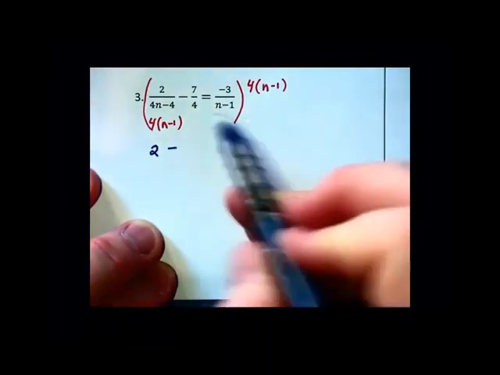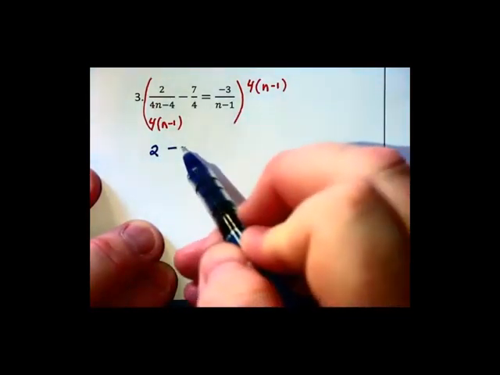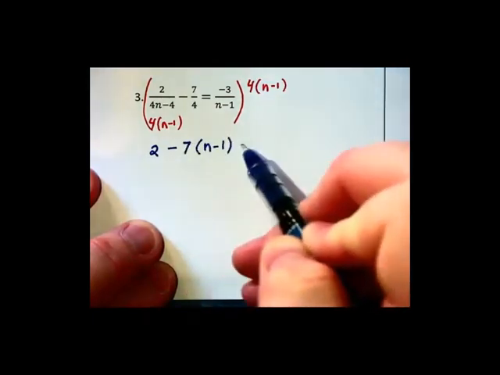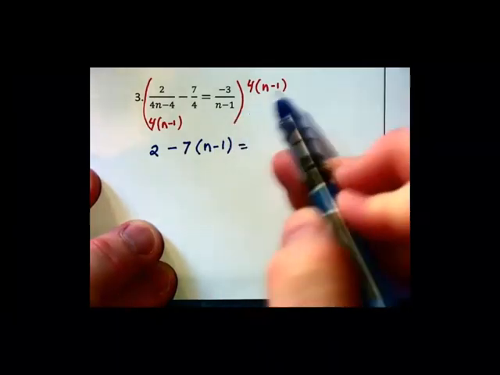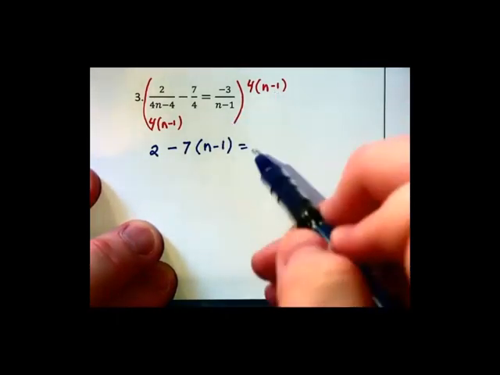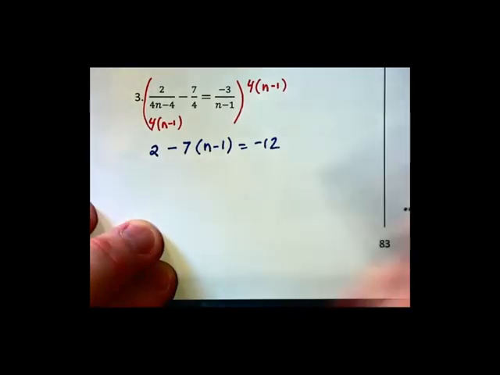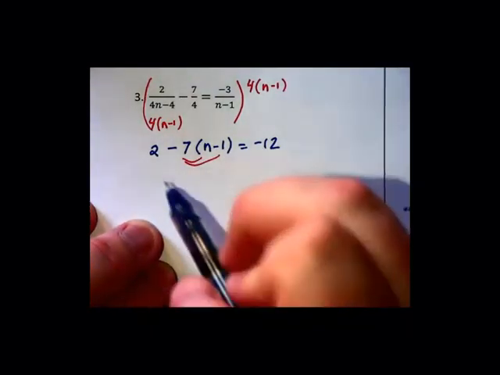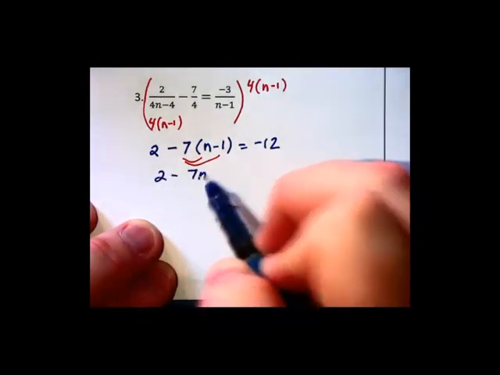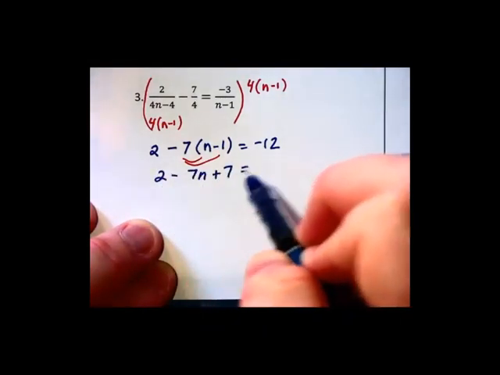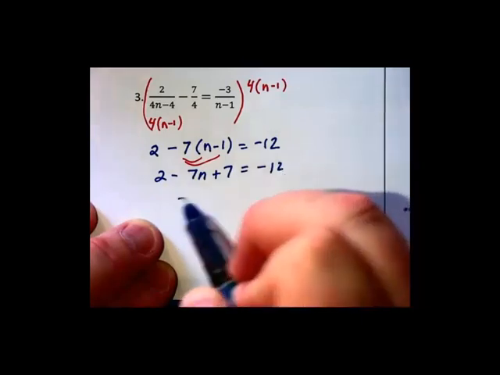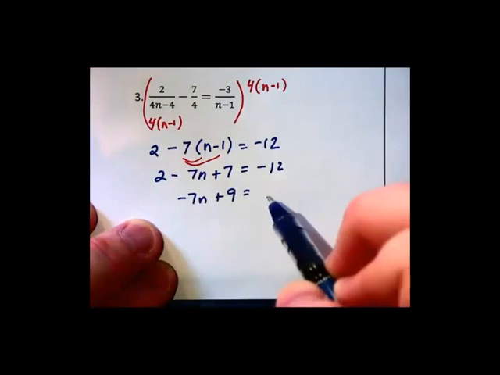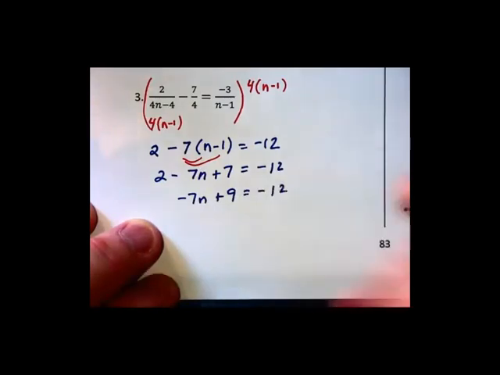Minus, now in the middle fraction, the 4's cancel, so you've got just the 7 that was there already, times the n minus 1 that's left over. Equals, on the right, the n minus 1's cancel, so negative 3 times 4 is negative 12. We're now going to do a little bit of distribution. We've got 2 minus 7n plus 7 equals negative 12. Combining like terms, 2 plus 7 is 9, so negative 7n plus 9 equals negative 12.